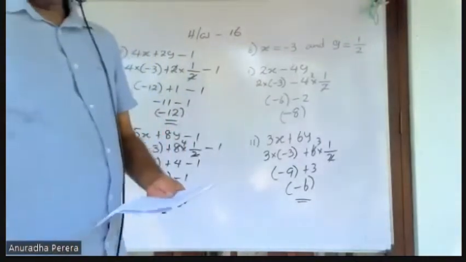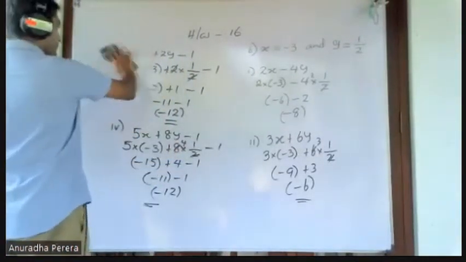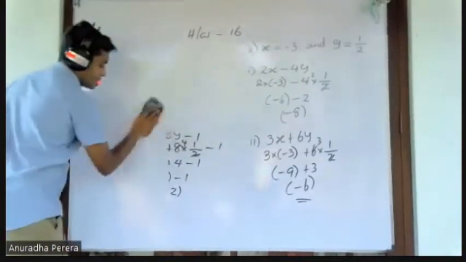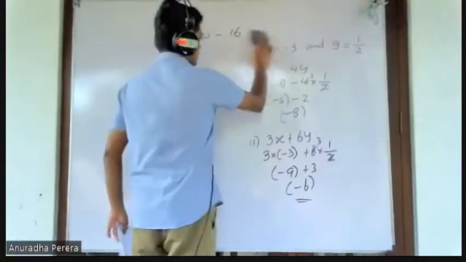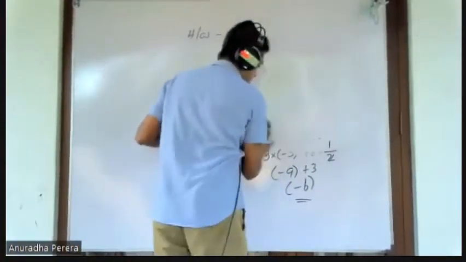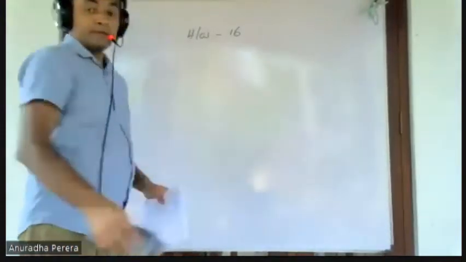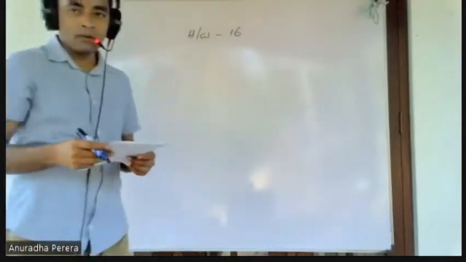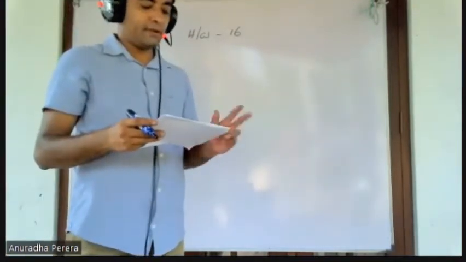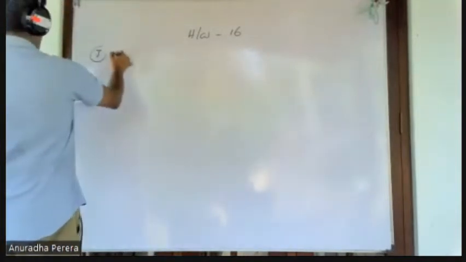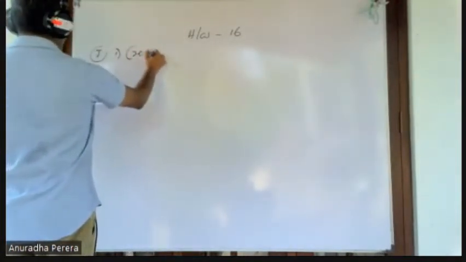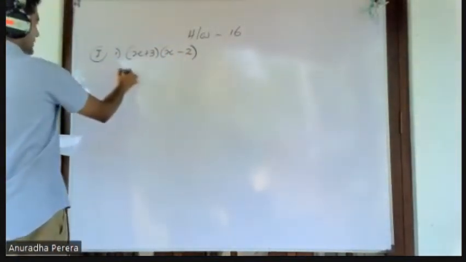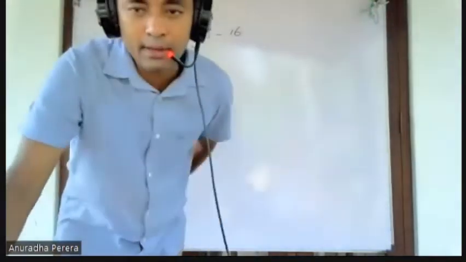Question number 7. Expand and simplify. Product of binomial expressions. Right? X times... Yes, sir. Tell me the answer.